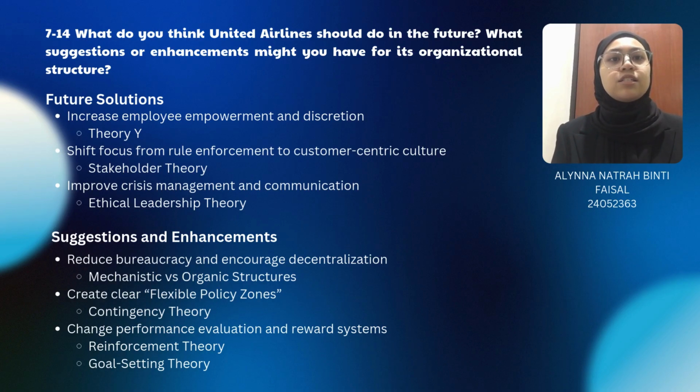Furthermore, the organization could introduce clearly defined flexible policy zones guided by contingency theory, where employees are aware of the circumstances under which policies may be adapted. This ensures flexibility while still maintaining organizational control. For example, United Airlines could maintain strict mechanistic procedures for safety critical operations such as aircraft maintenance and security checks, where consistency and control are essential.